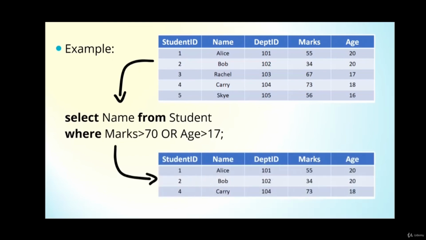So in the output table, you can see the details of Alice, Bob and Carrie are displayed. Alice has marks 55, which is less than 70, but she has age 20, which is greater than 17. So at least one condition is true, so her details are displayed. Bob also has age greater than 17, so one condition is satisfied and his details are displayed. And for Carrie, both the conditions are true, that's also fine, so her details are also displayed. So at least one condition should be true.